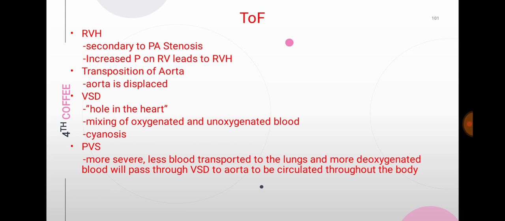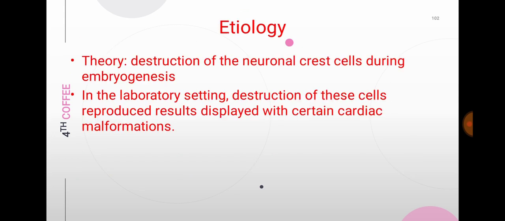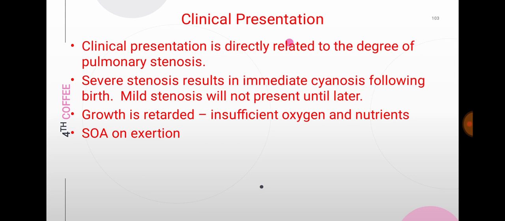Okay? So they say that TOF arises from destruction of your neural crest cells. And then in the laboratory, the same cells have been identified as being disrupted as well. On the other hand, we still don't know what causes TOF. What are your clinical presentations? So as I mentioned earlier, your cyanosis is highly dependent on the degree of your pulmonary stenosis. More stenosis, more cyanosis. Okay?